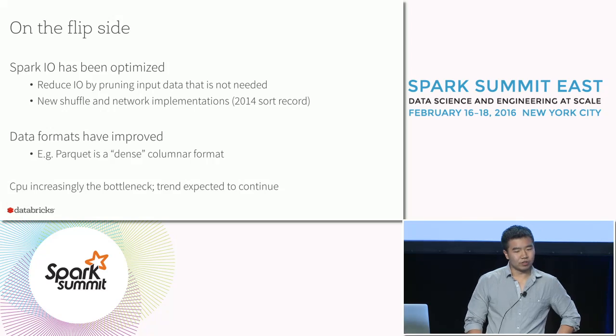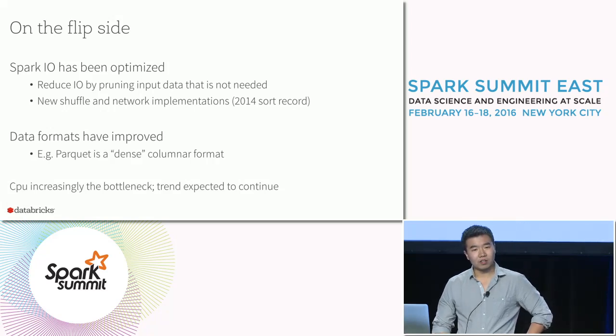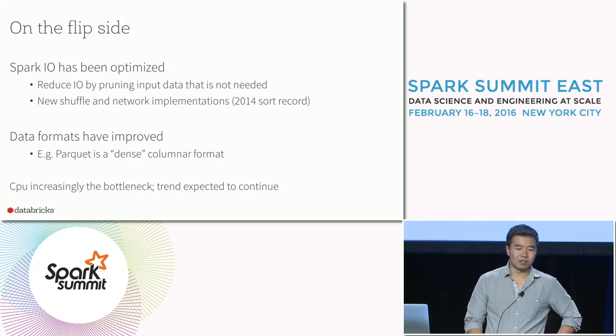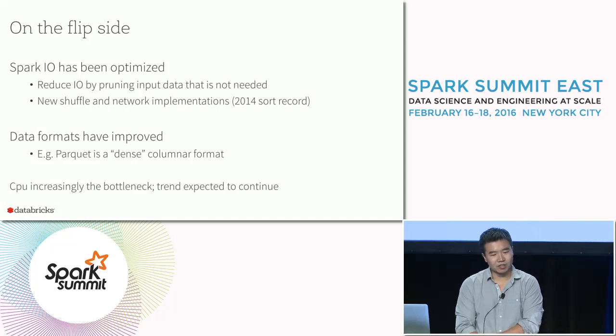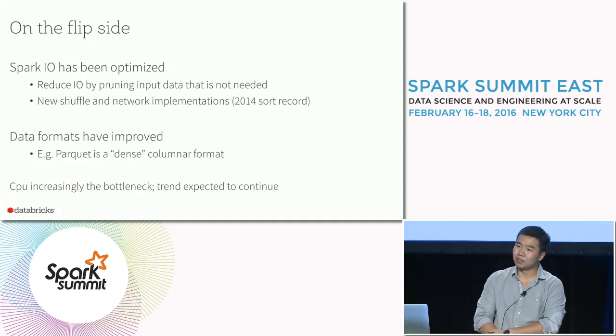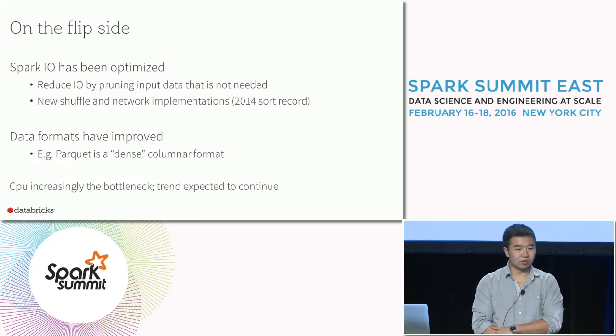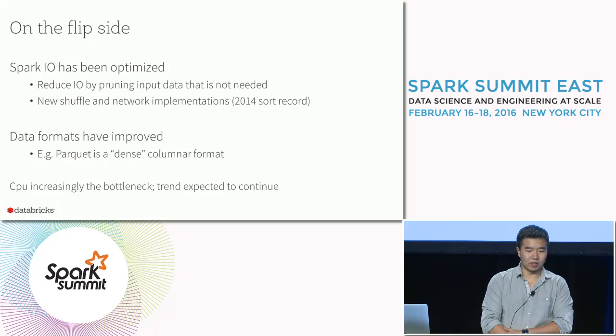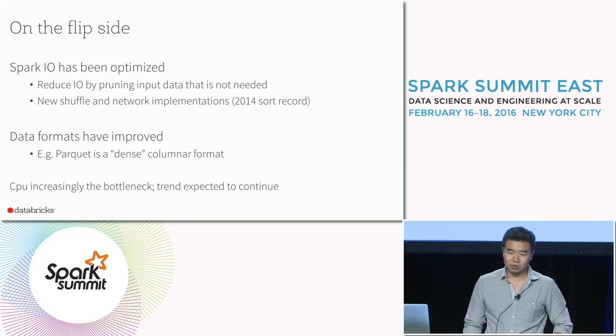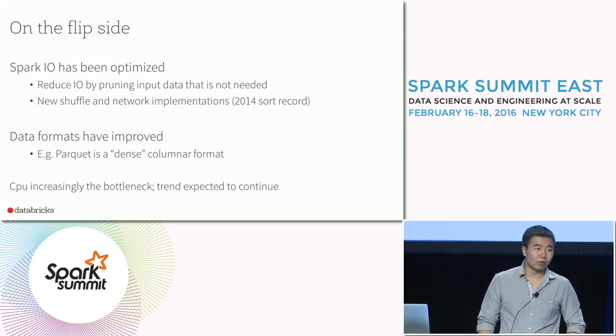So in addition to the hardware trends, there's been other things going on that make this even more pronounced. Spark has historically been optimized for I/O. There are many techniques we have used to do so. To reduce disk I/O, for example, we prune unnecessary input data, so that can dramatically reduce the amount of disk I/O we need to do. And in 2014, as part of the work to set the sort record, we rewrote the network layer, meaning that the network stack is much more efficient and modern.